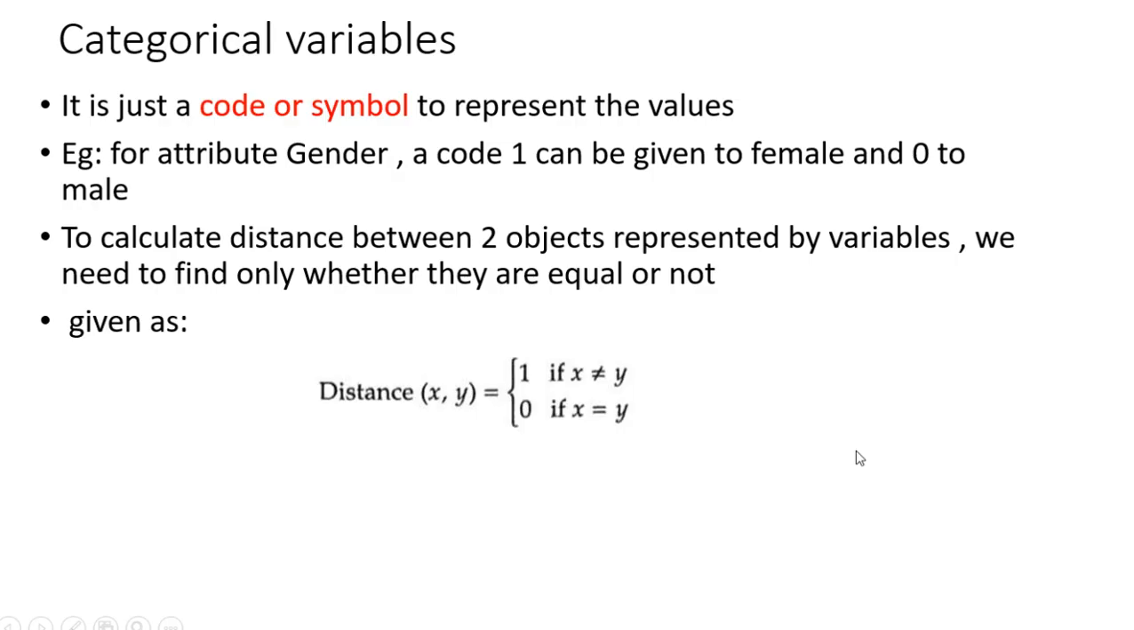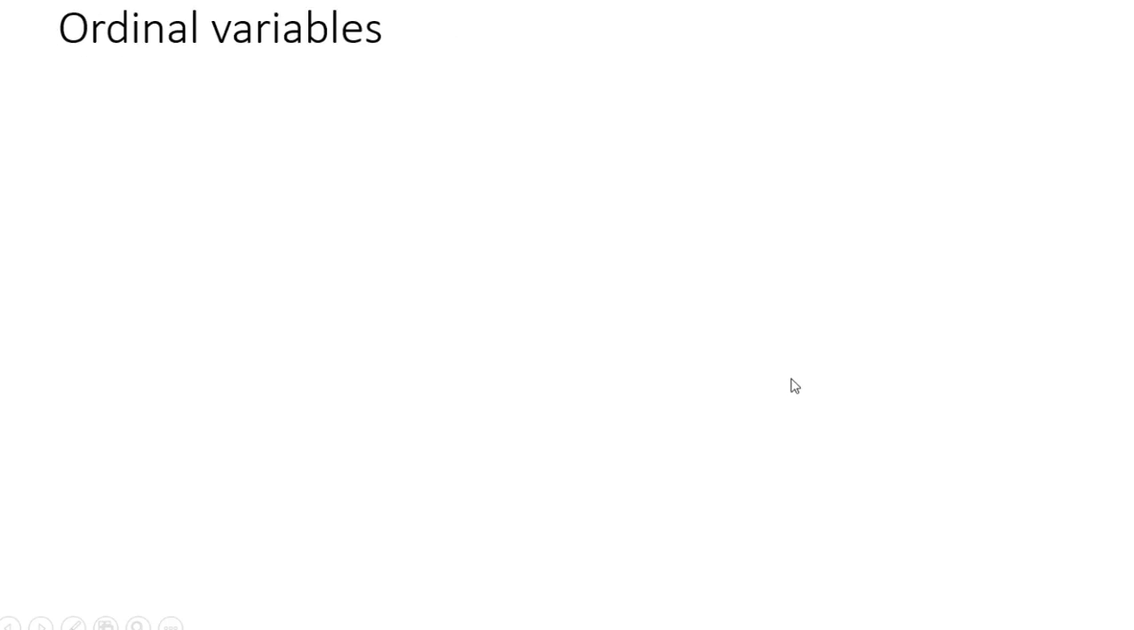There's no particular rule, it is like this. If they are similar, let's say the distance is 0. If they're not similar, then the distance is 1.